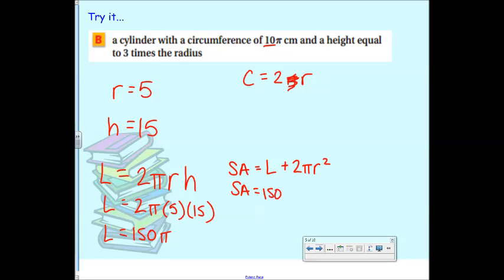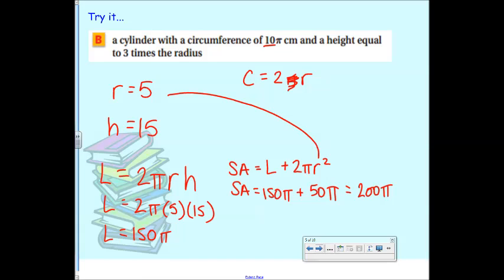What's r squared? 25. 25 times 2 is 50. So 50 pi. So ultimately that gives you what? Where did you get 25? What's the radius? What's 5 squared? Oh, okay. I see it. Yep, so we're just plugging in here.